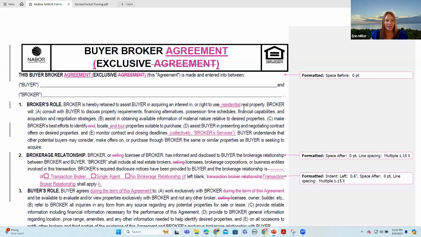Also in the broker's role, paragraph C, make broker's best efforts to identify, locate, and tour properties suitable to purchase for the buyer. We're going to assist the buyer in presenting and negotiating contract offers on the properties and monitor contract and closing deadlines. These are collectively defined here as the Broker's Services, capital B, capital S. These are things that you already do on behalf of your buyer. You're just putting it into a contract between your brokerage and the buyer, setting forth what you are going to be doing on their behalf and for which you will be compensated at closing.